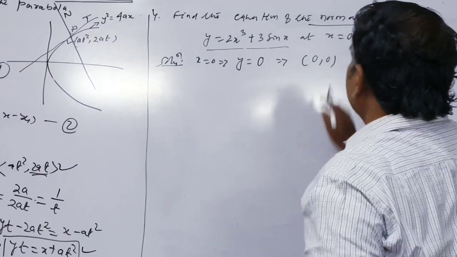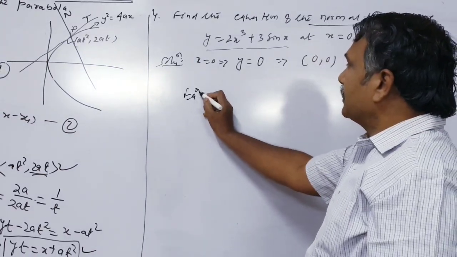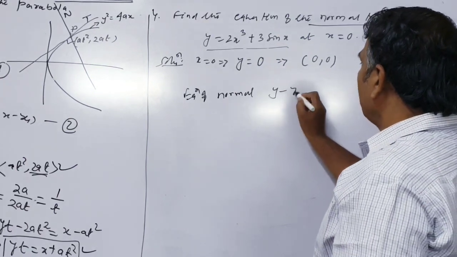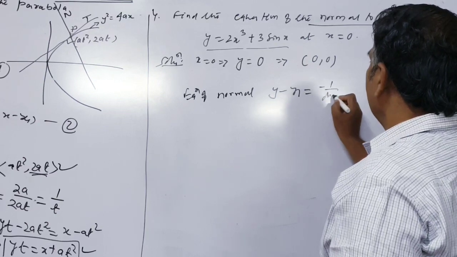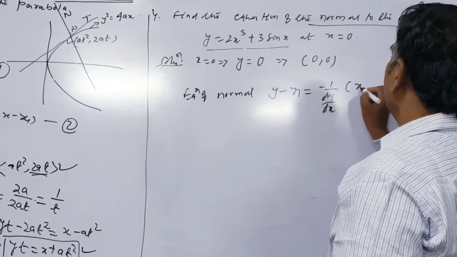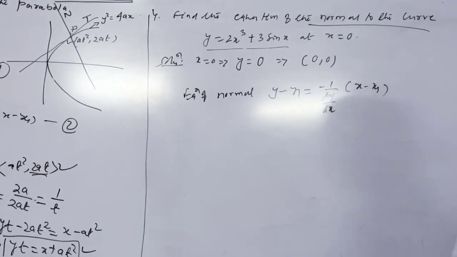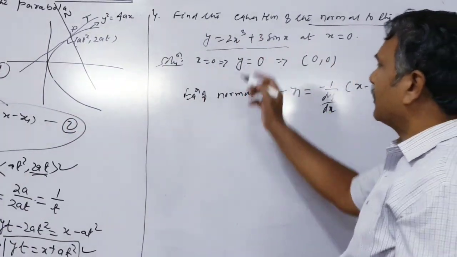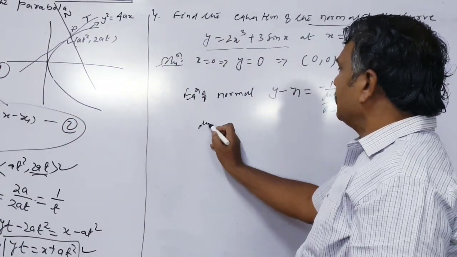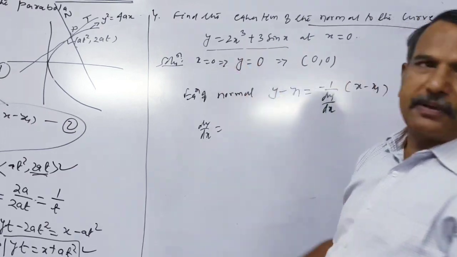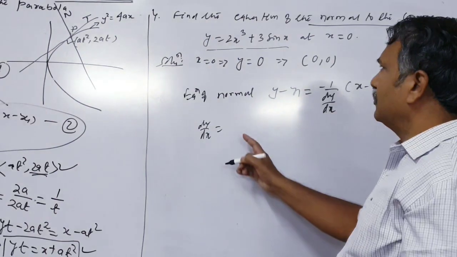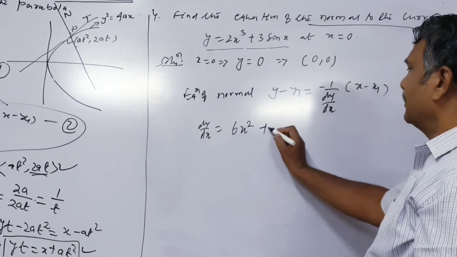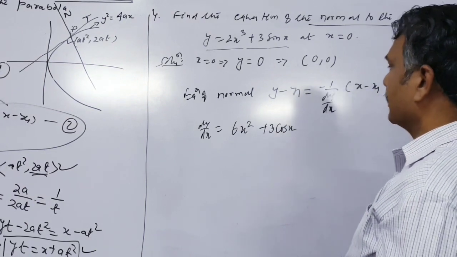Now what is the equation of normal? The equation of normal: y minus y1 equal to minus 1 by dy by dx into x minus x1. This is the equation of normal, already discussed. Now from the curve, y is given. So what is the dy by dx? Find out. What is the derivative of x cube? 3x square, into 2, 6x square. What is the derivative of sin x? It is cos x, so 3 cos x.